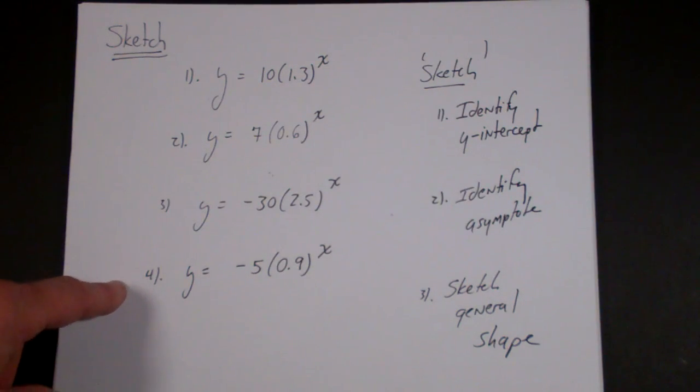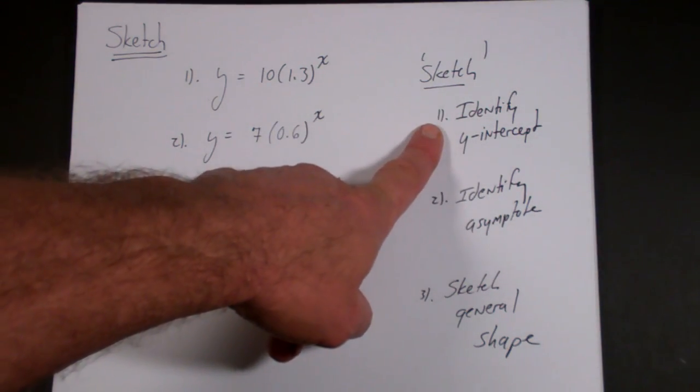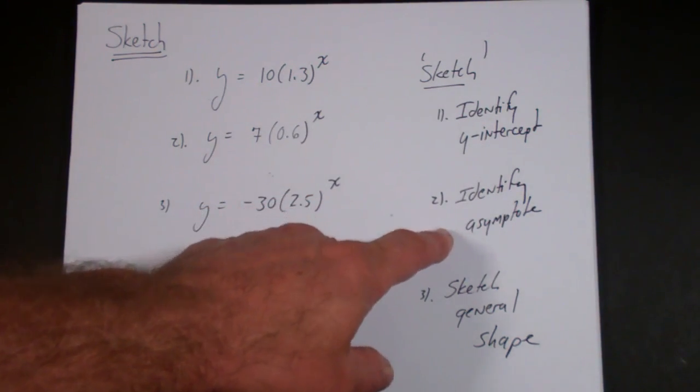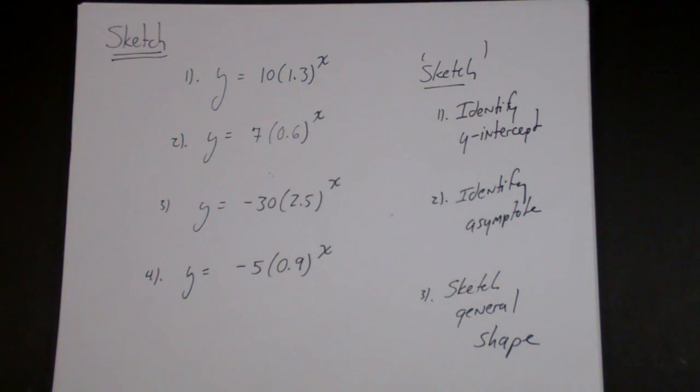And first let me make clear what I mean by sketch. I want you to identify for each one of these the y-intercept, the asymptote, and then sketch out the general shape. So you don't need to do a table of values, though if you want to do a table of values you're welcome to. That often helps you whenever you get stuck.